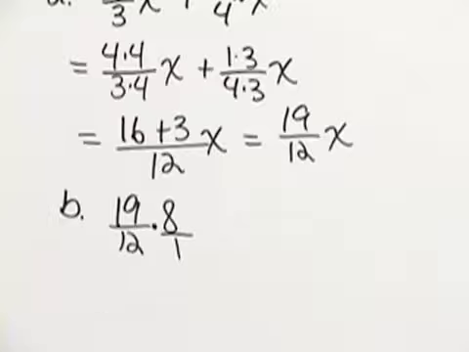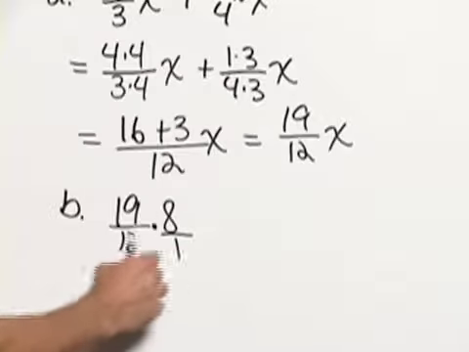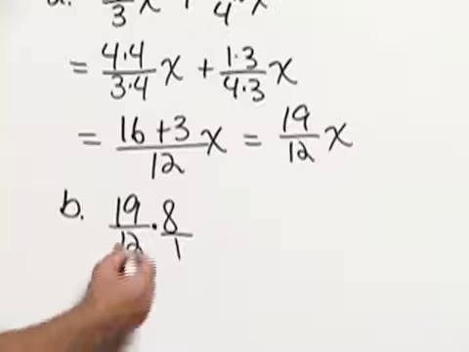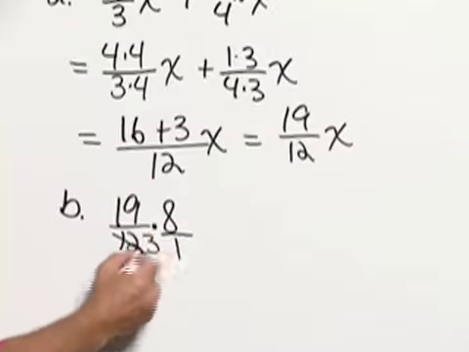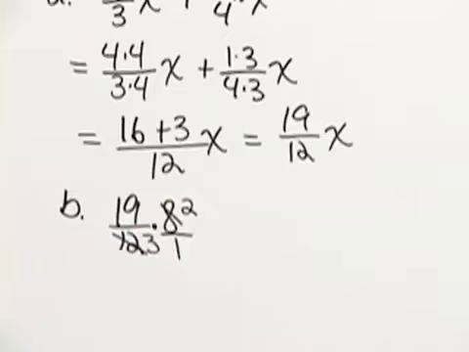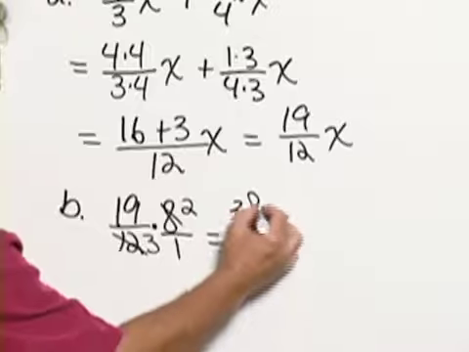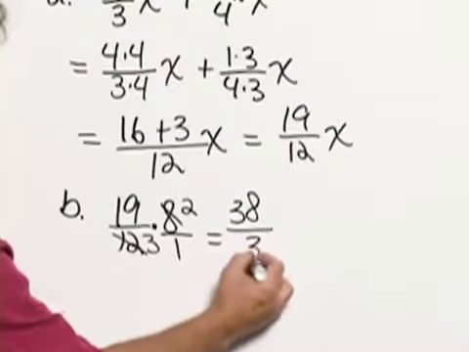Remember, when you're multiplying two fractions, you check to see what can be divided, if anything, between the numerator and the denominator. 4 goes into 12 3 times. 4 goes into 8 2 times. Now we can multiply straight across. 19 times 2 is 38. 3 times 1 is 3.